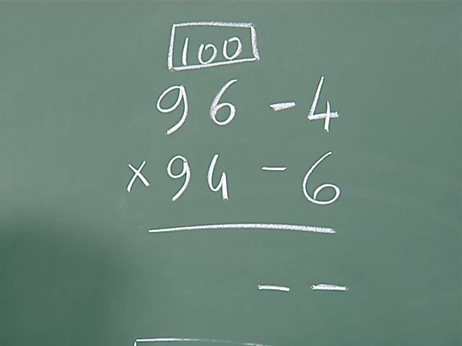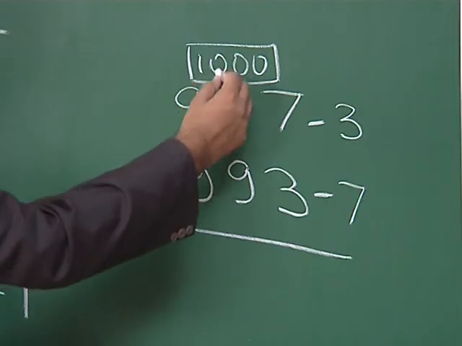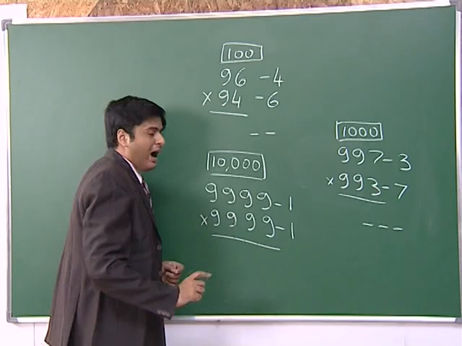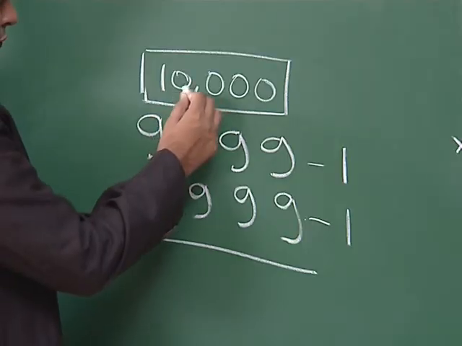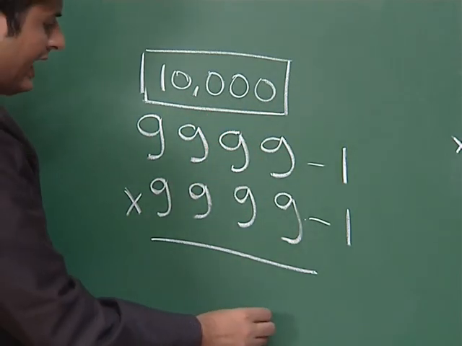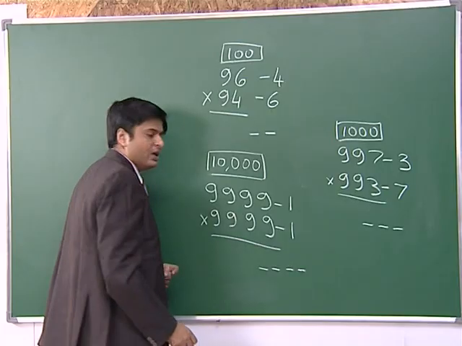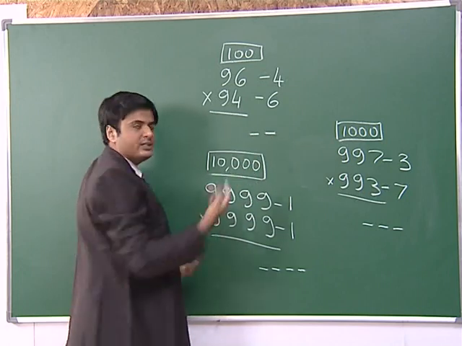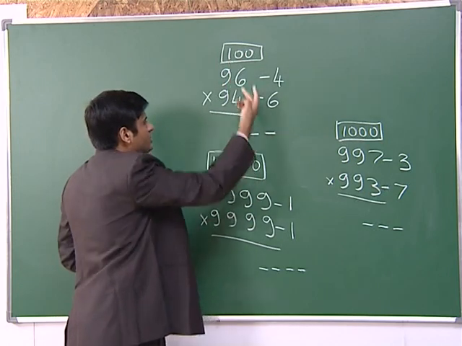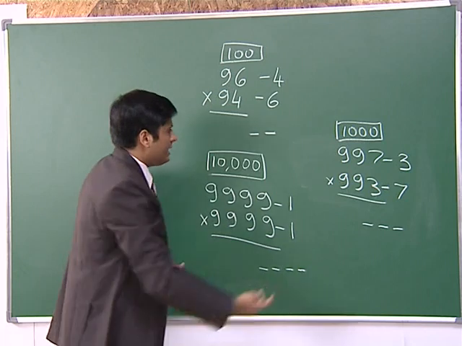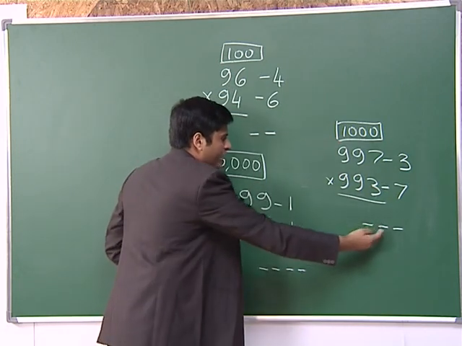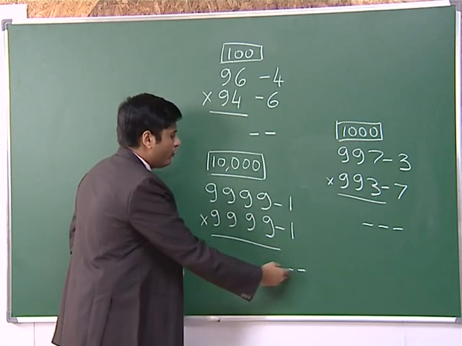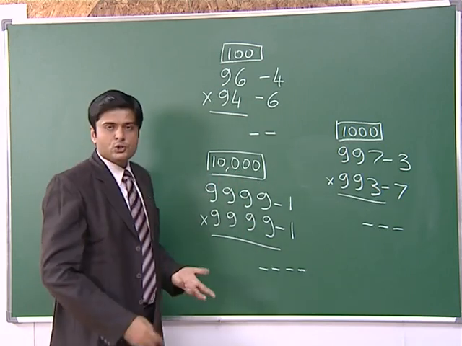Second step is over. How many zeros are there in the base? There are 3 zeros over here, so right part will have a 3-digit answer. There are 4 zeros in 10,000, so right part will be a 4-digit answer. Second step is also very easy. Howsoever many zeros are here, that many digits you put. In 100 there are 2 zeros, so 2-digit answer. In 1000 there are 3 zeros, so 3-digit answer. In 10,000 there are 4 zeros, so 4-digit answer. Step B is also over.